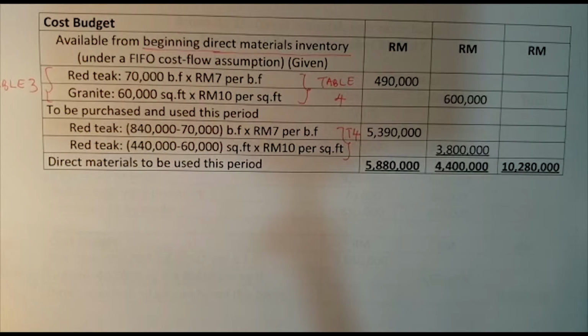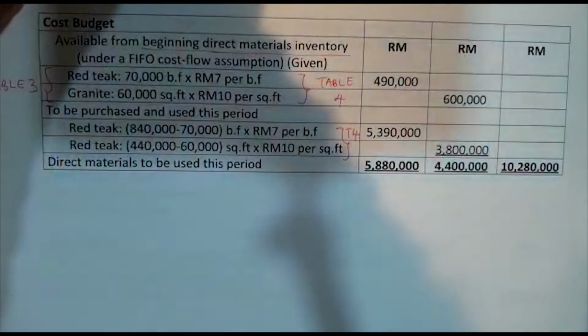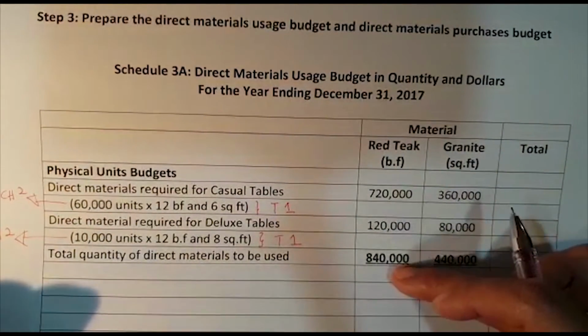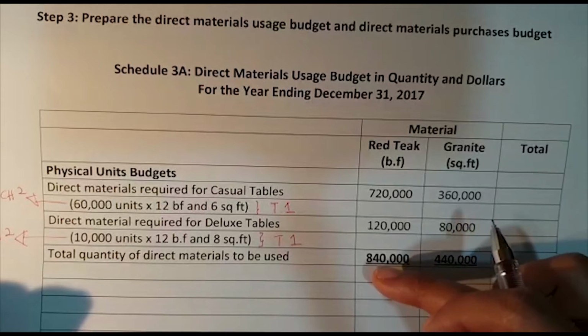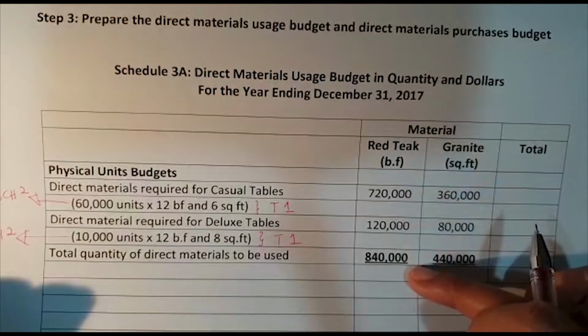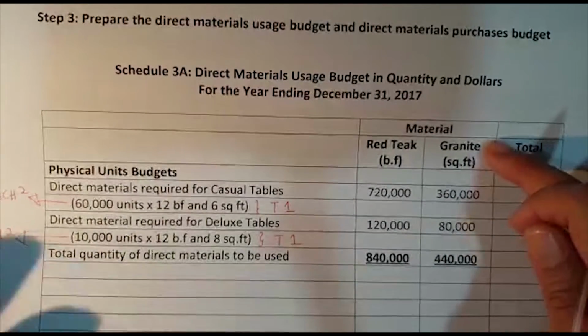Here is, as I said before, the part of the 3A table on the direct material usage budget in quantity and dollars. Now we are going to calculate in monetary terms, because before this we calculated in terms of units, the physical unit budget. So we basically need 840,000 board feet of red teak and 440,000 square feet of granite.